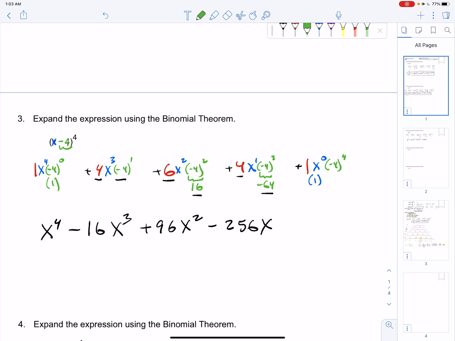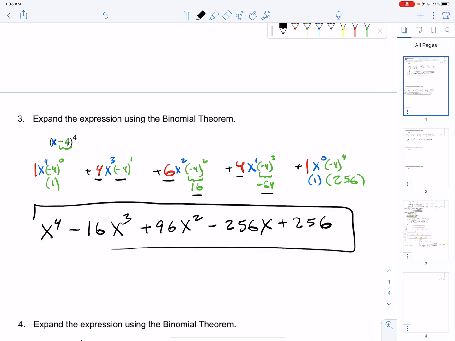And then finally we have negative 4 to the 4th, which makes it positive. Four negatives become positive 256, and so we have plus 256. We just expanded that binomial raised to the 4th power. So we get x to the 4th minus 16x to the 3rd plus 96x squared minus 256x plus 256.